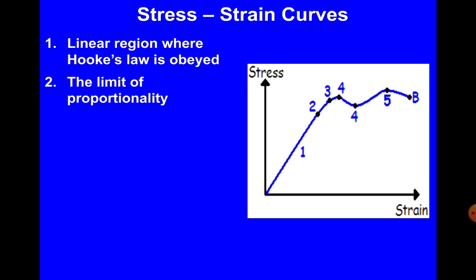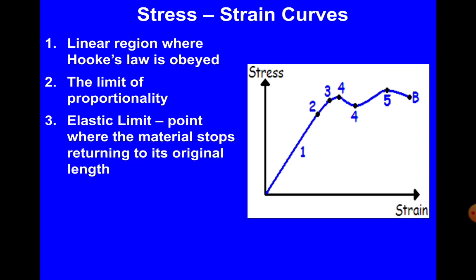At 2, we have reached the limit of proportionality. That means after that, it's not going to obey Hooke's law anymore and slowly goes to deform. Then we have the elastic limit, and this is the point where the material stops returning to its original length when we reduce the stress. Okay, we move on to number 4, and this is actually almost the maximum force, but at this point we will see that the material is going to neck.